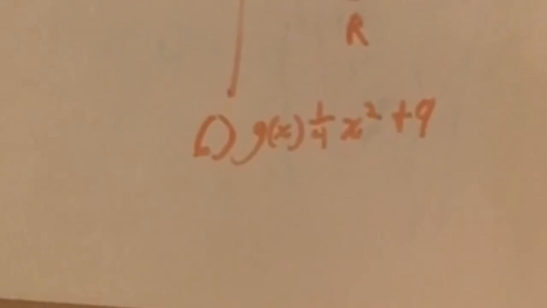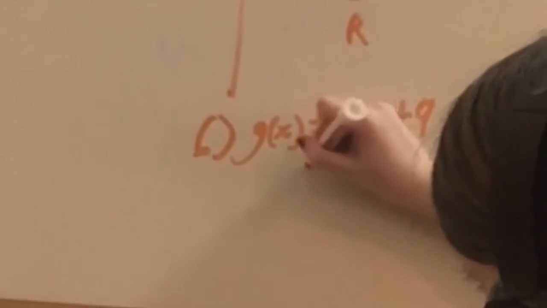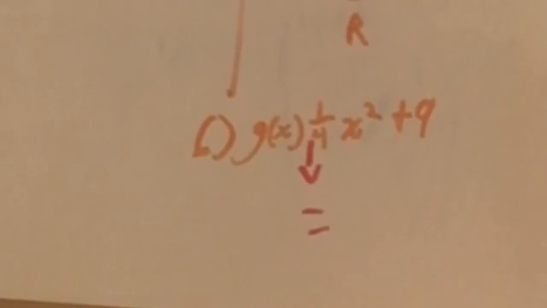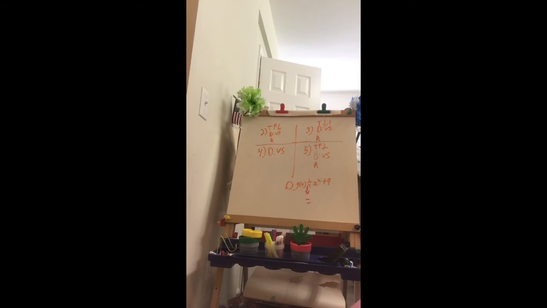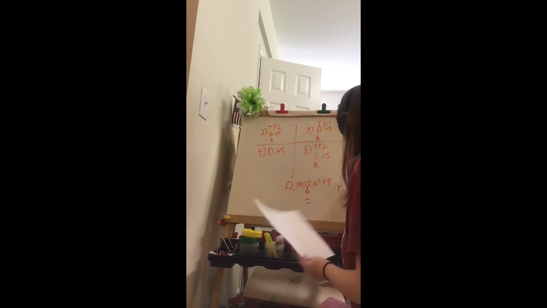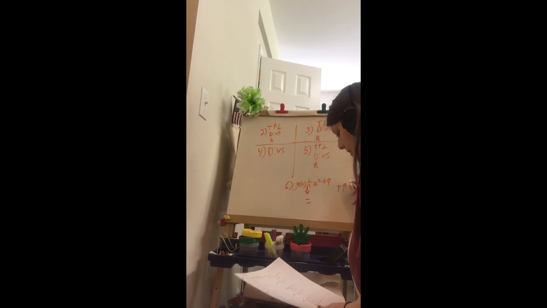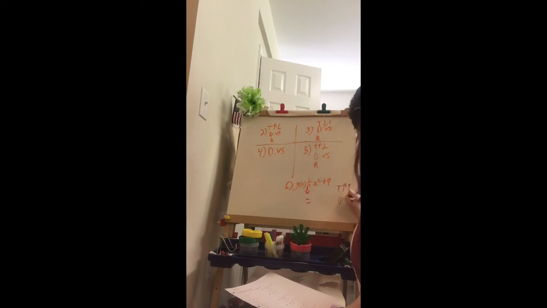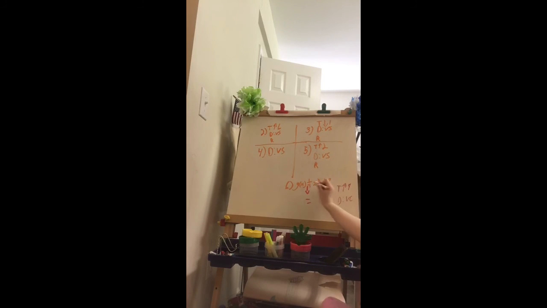Here's number 6. G of x equals 1/4 x squared plus 9. Okay, pause it and solve it because I'm just going to write the answer up here because we're running out of time. This one translates up 9, and it's vertical compression because this is a fraction. If I made this a negative fraction, then it would reflect, but it's not a negative fraction, so it doesn't reflect, and it translates up 9 because of that.